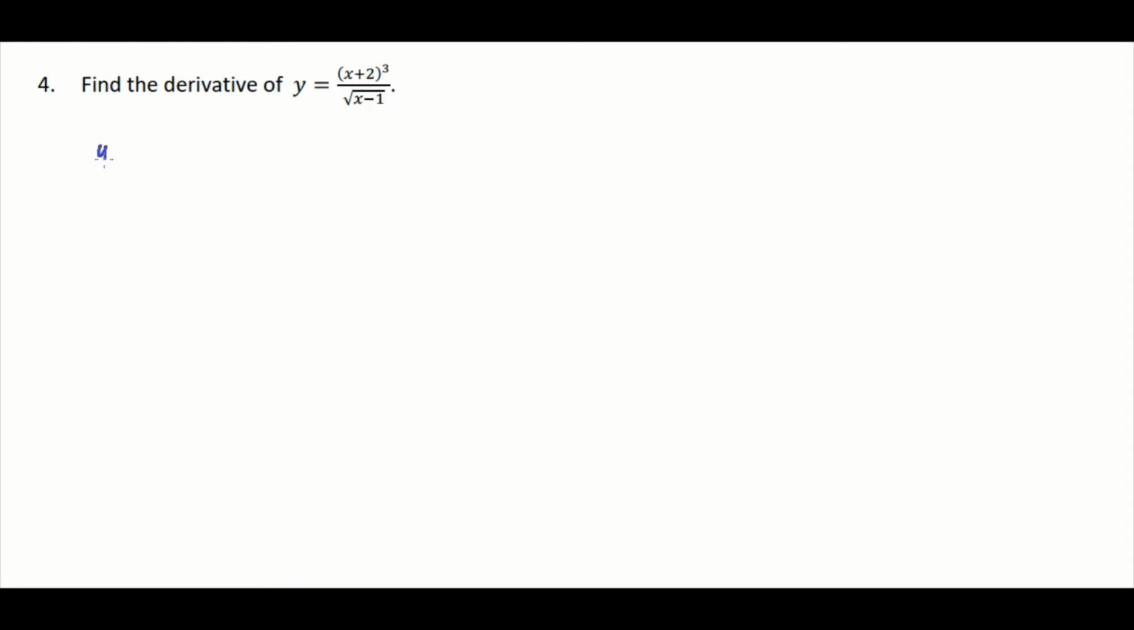Okay, so y equals to u over v. So let u equals to (x plus 2) cubed, and then v equals to square root of x minus 1, which we write in the form of (x minus 1) to the power of 1 over 2. Okay, so we can start.